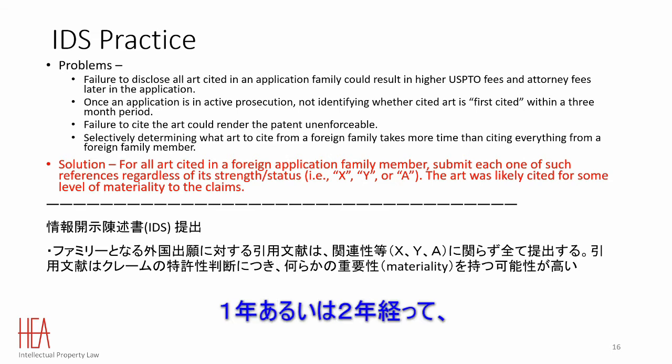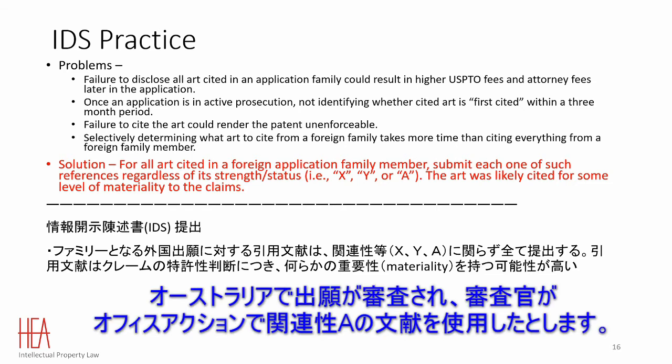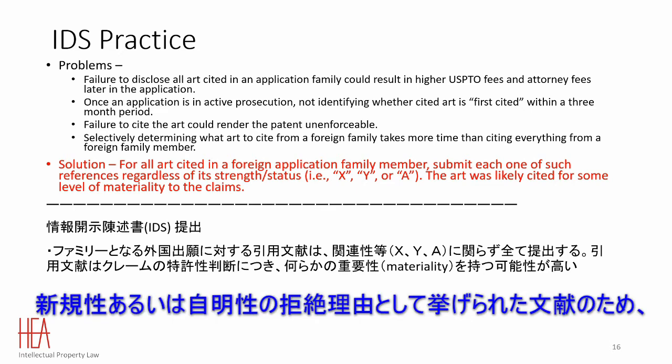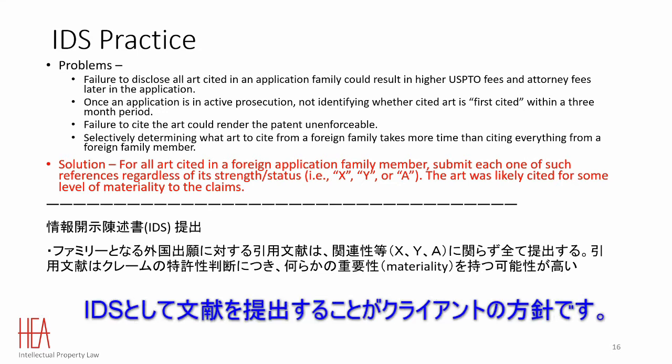But let's say a year later, 2 years later, the corresponding case is being prosecuted in, pick your country, let's say Australia. And the Australian examiner uses that A reference in the rejection. So now it's the client policy, the reference has been used in a novelty or obviousness type rejection, so we want to submit it to the US now.